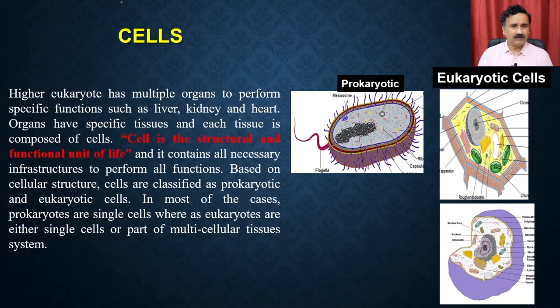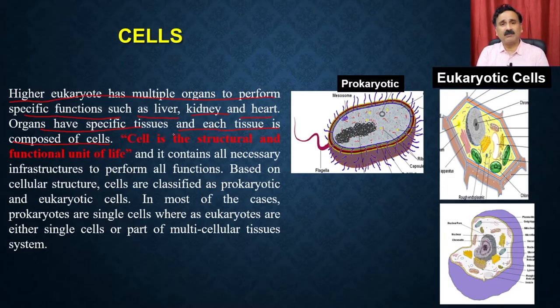As you can see, the higher eukaryotes have multiple organs to perform specific functions, such as the liver, kidney and heart. These organs have specific tissues, and each tissue is composed of cells. So in a higher organism like humans, we have different types of organs, like the liver, kidney, heart and lungs, and all these organs have their specialized functions. But these organs are made up of tissues, and the tissues are made up of cells.